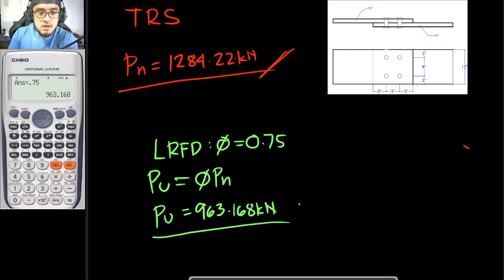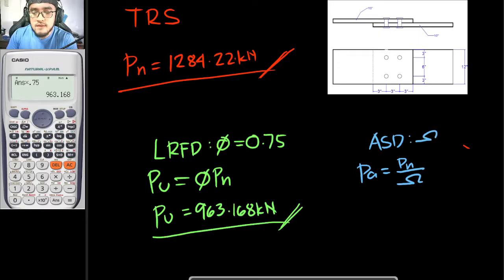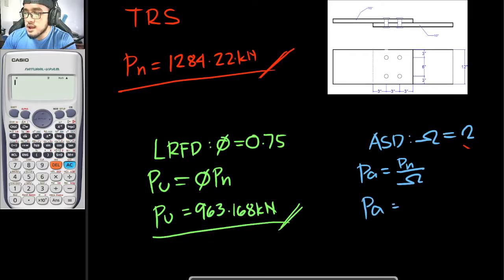kilonewtons. And for ASD, so PA is to be equal to PN over safety factor omega, where your safety factor omega is to be equal to 2. So meaning, our PA is now to be equal to, so looking at the calculator to your left, that is to be 1284.22 divided by 2.